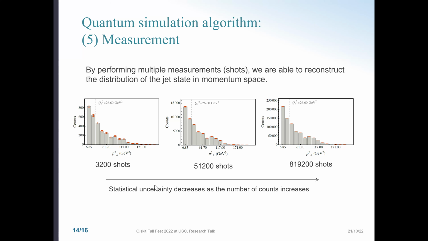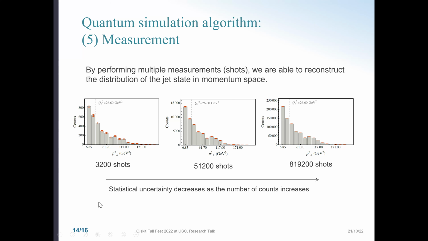Okay. So we have noise? Yeah. This is not from noise. This is just the statistical uncertainty. It's like when you toss a coin and count the number of ups and downs. The more times you do it, the more accurate it is.